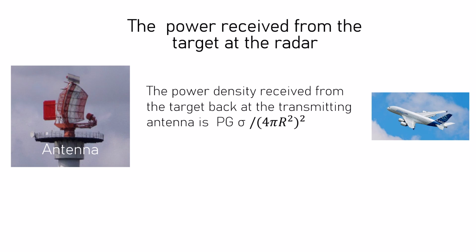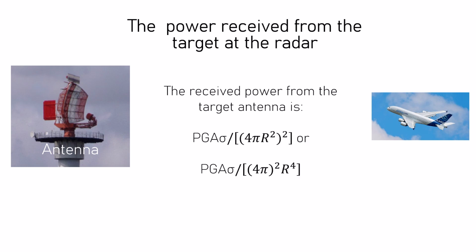The power density received from the target back at the transmitting antenna is Pgσ divided by 4πr squared, all squared. If the area of the antenna capturing the received energy is called A, then the power of the reflected signal received by the antenna is PgAσ divided by (4πr²)², or PgAσ divided by 16π²r⁴. This shows that the received power declines as the fourth power of the range, which means that the received power from distant targets is relatively very small.